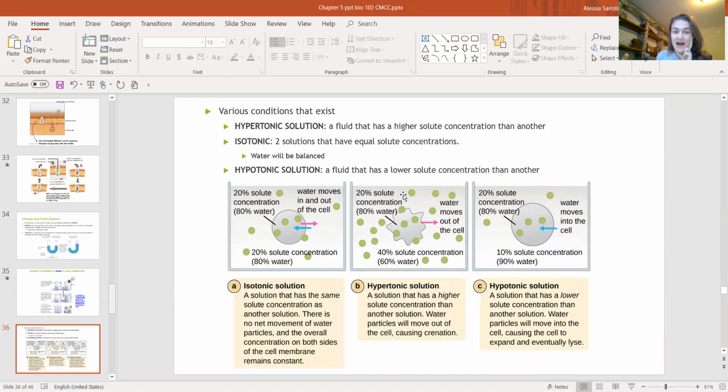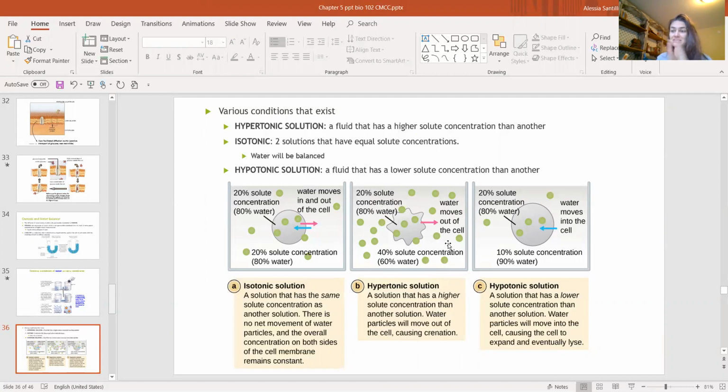That means we have a higher amount of solute on the outside, right? We have a higher amount of solute on the outside and a low amount of solute on the inside. See all those green things? We only have 3 green things inside our cell, and we have a lot of green things on the outside of our cell. And we know that with water, it goes from an area of low solute to an area of high solute.